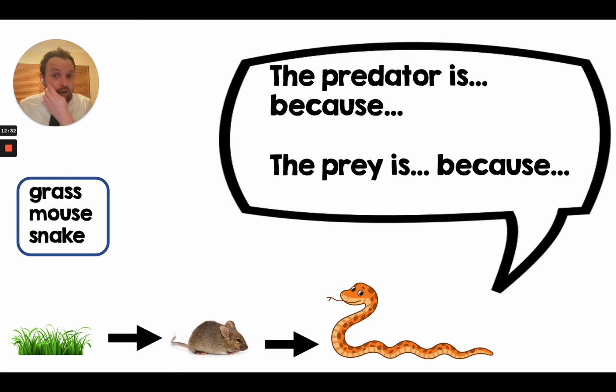So again, predator and prey. So the predator is because, the prey is because. Okay, hit pause now and see if you can explain what is the predator and why, and what is the prey and why.